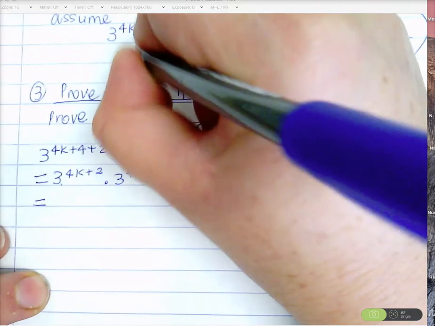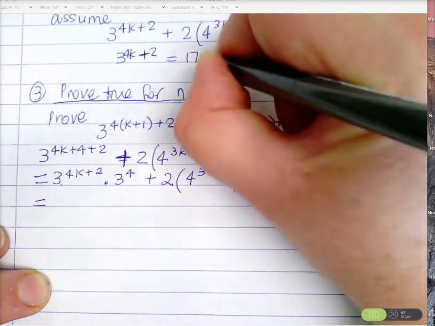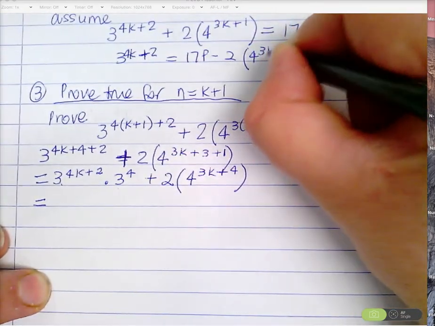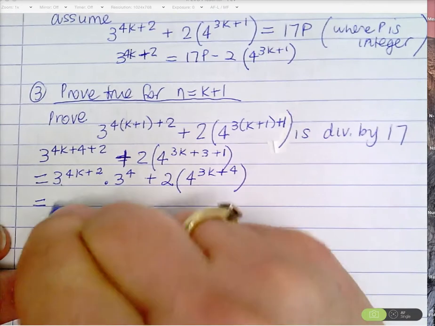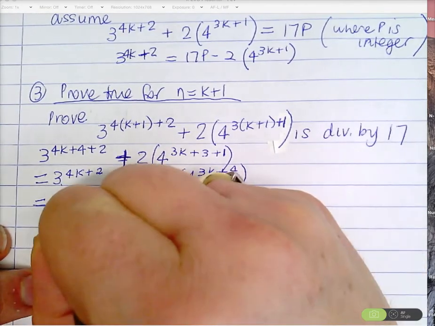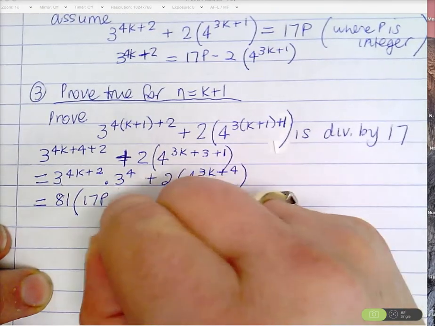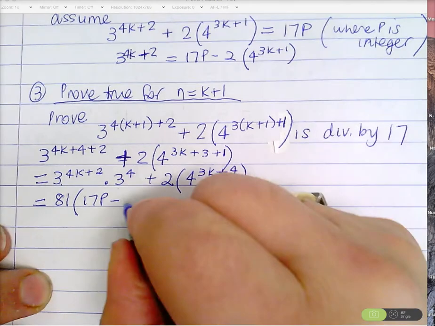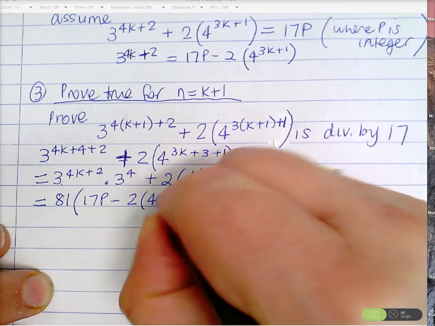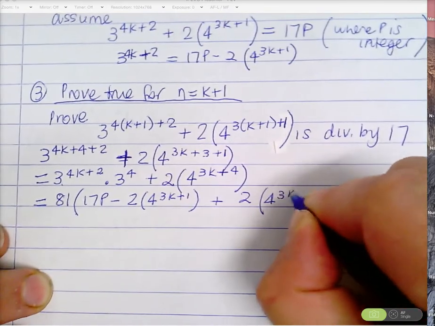So obviously, we're going to substitute 3 to the 4k plus 2, that's all in powers there, equals 17p minus 2 bracket 4, 3 to the k plus 1. That's what I'm substituting. Which equals, what do I write? Can I put the 3 to the 4 at the front? What's 3 to the 4? 81 bracket 17p 3 to the 4. Because it's something times something else, it's going to be a number times the bracket. Let's put the number in front of the bracket. 17p minus 2 bracket 4 to the 3k plus 1 plus 2 bracket 4 to the 3k plus 4.